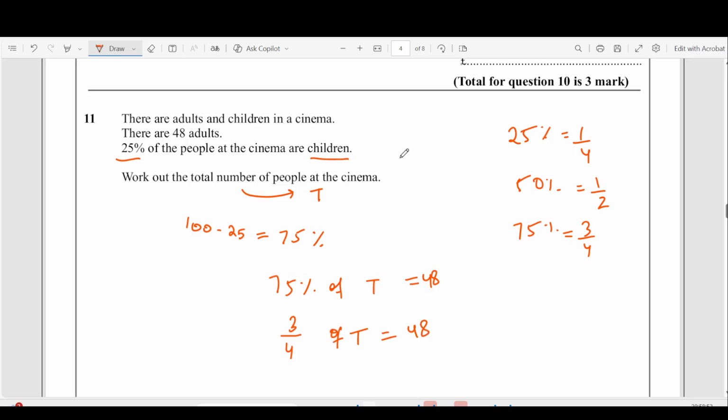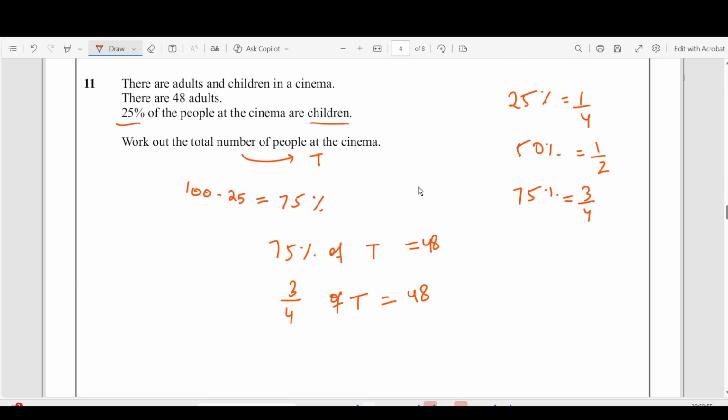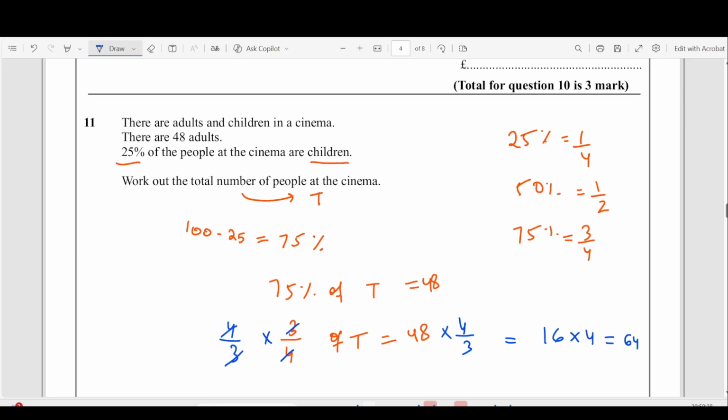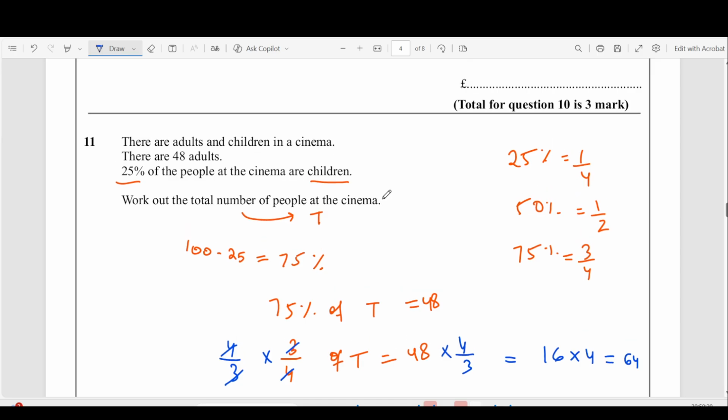Now to calculate the total, we can move things to this side. If this is 3 over 4, I multiply both sides by the opposite of this, like 4 over 3. I flipped the numerator and denominator on both sides, so that I can cancel out. This 3 cancels out with this 3, and 4 with 4. Now 48 divided by 3 is 16, and 16 times 4 is 64. So that means the total number of people is 64. The answer is 64. Very good. That's correct. Absolutely correct.